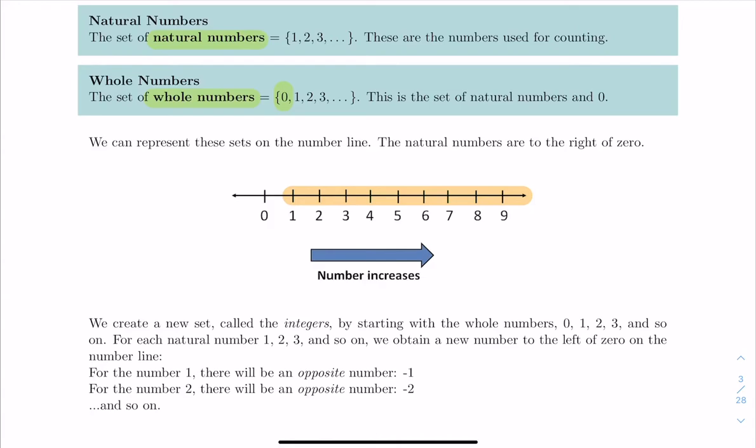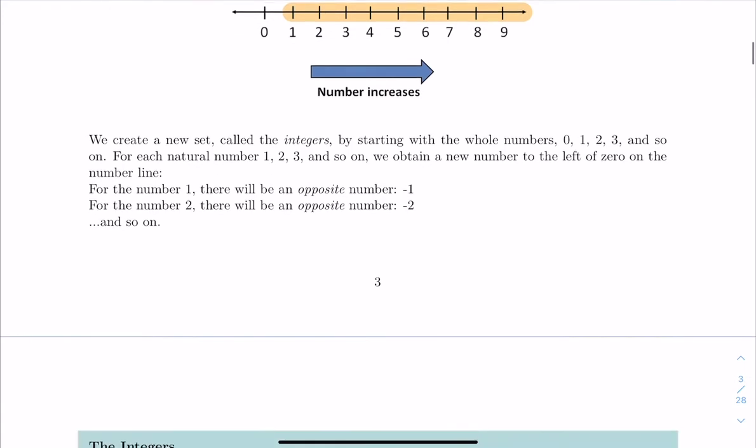So we can create a new set called the integers, and we start by having the whole numbers, 0, 1, 2, 3, and so on. And for each natural number, we obtain a new number to the left of 0 on the number line. So for the number 1, there will be an opposite number, -1. For the number 2, there will be an opposite number, -2. And we keep repeating this process. This gives us the set of integers.